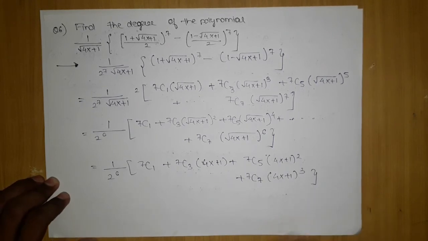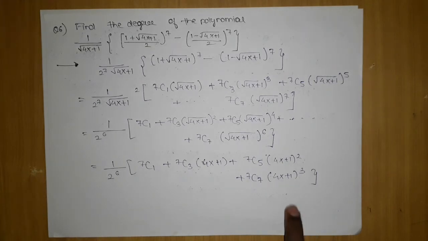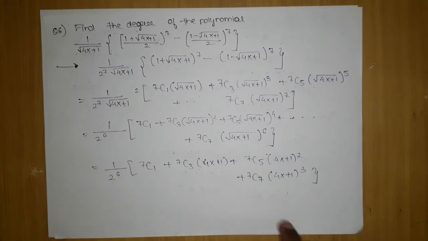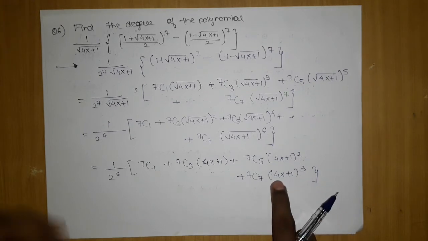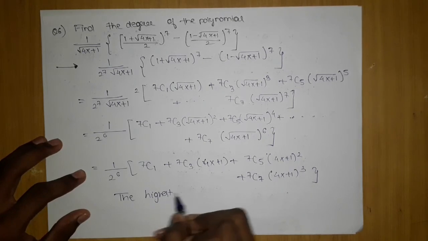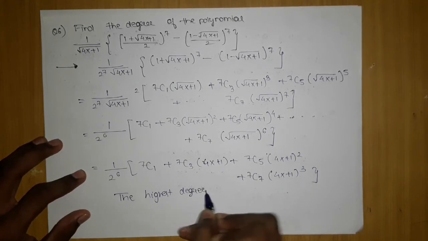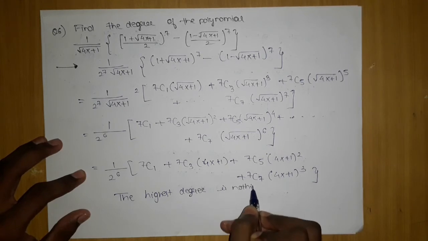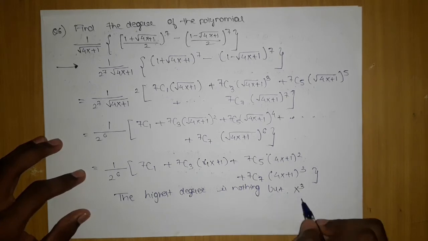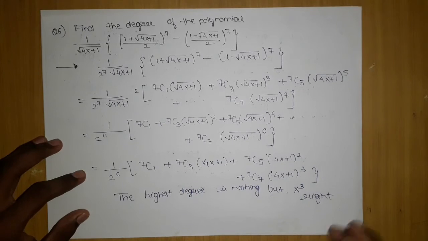So you can clearly make out that the highest degree will appear here only, because here the square term will appear, here x power 1 will appear, while here 4x cube plus 1 cube plus 3 into 4x into 1 into 4x plus 1, which is the expansion of 4x plus 1 the whole cube formula. So here you can clearly make out the highest degree is nothing but x cube, right? So we are done with this.